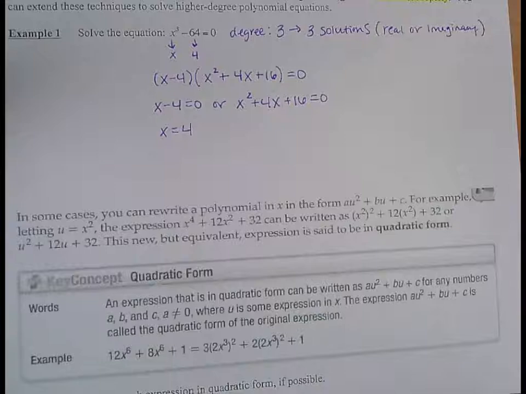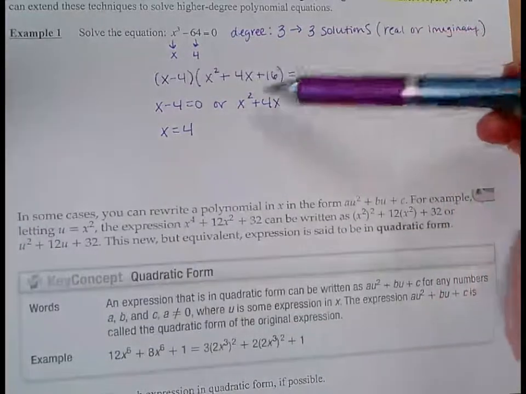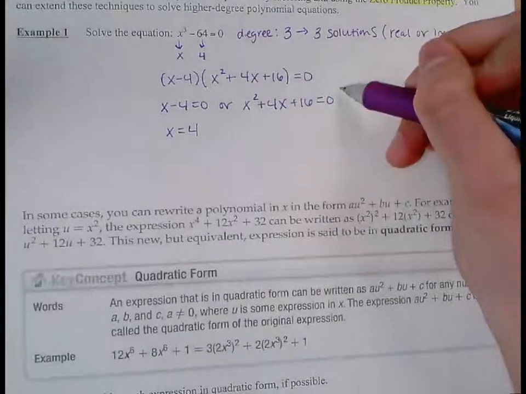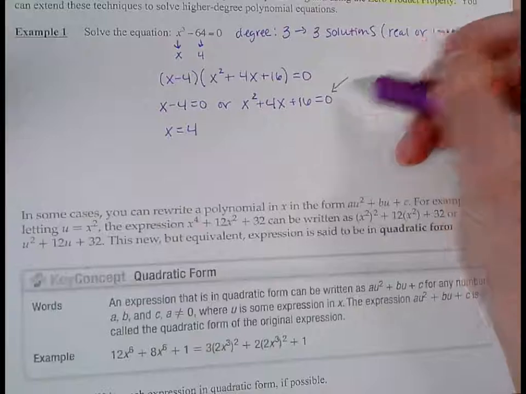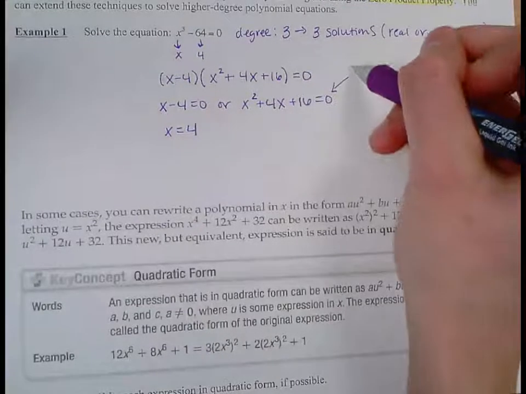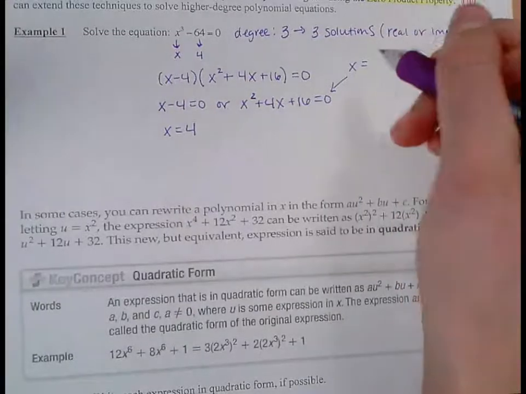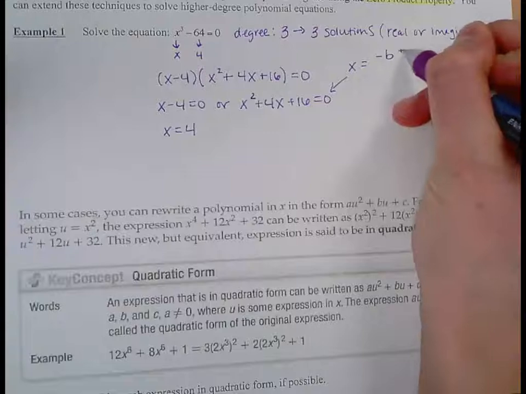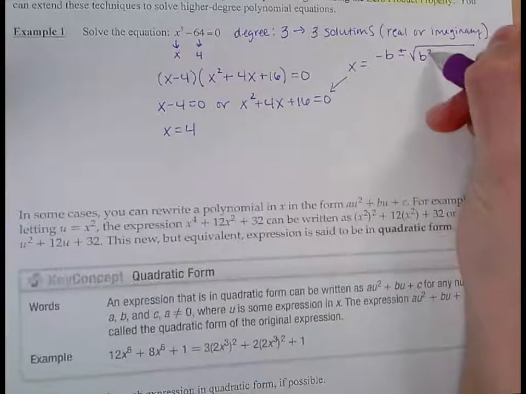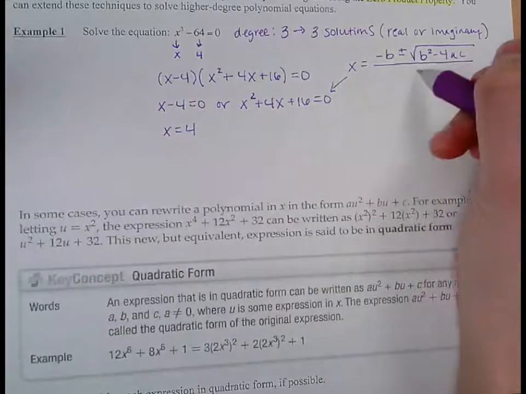Quadratic formula, yes. So one method was to factor, but that's why I said this is fully factored, meaning this cannot be factored any further. So when you can't solve by factoring with a quadratic, you can use the quadratic formula. Okay, so quadratic formula as a refresher, because you don't have to memorize it. X equals the opposite of b plus or minus the square root of b squared minus 4ac all over 2a.